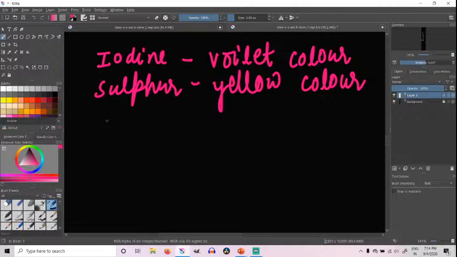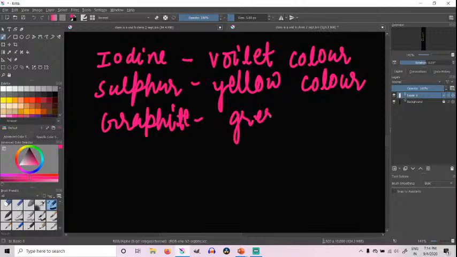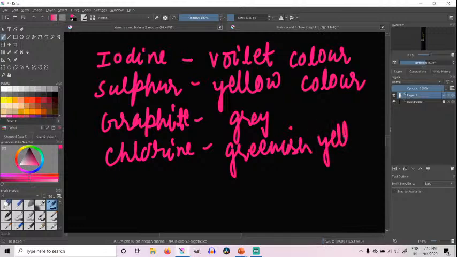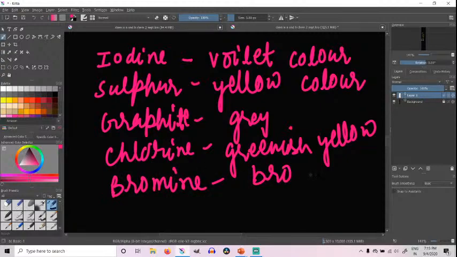Then when we see graphite, right? Graphite has a grayish color. So it has a gray color. Then when you see chlorine, what is the color of chlorine? Greenish yellow color gas, right? When you see bromine, what is the color of bromine? That is brown. So we can see a variety of different colors in the case of non-metals, right?